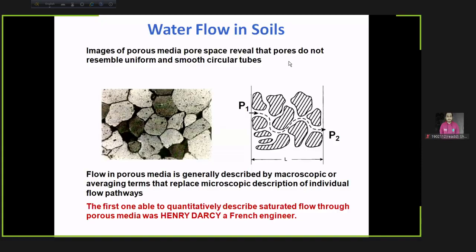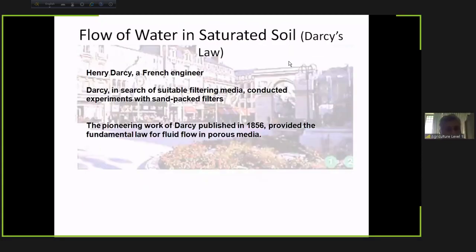Okay, next. So who first explained this? We said Henry Darcy, a French engineer, Darcy in search of suitable filtering media. Why did Darcy do this in 1856? The French government asked Darcy, because he was an army engineer, to filter or clean the wastewater from the mustard industry.